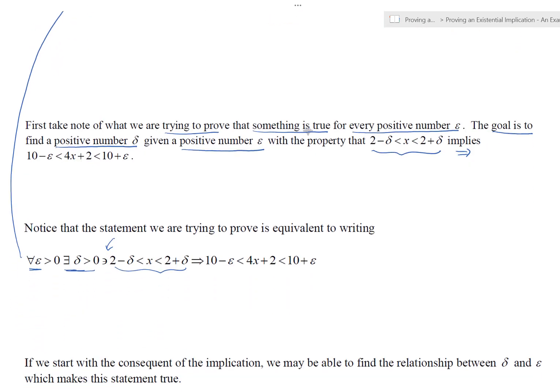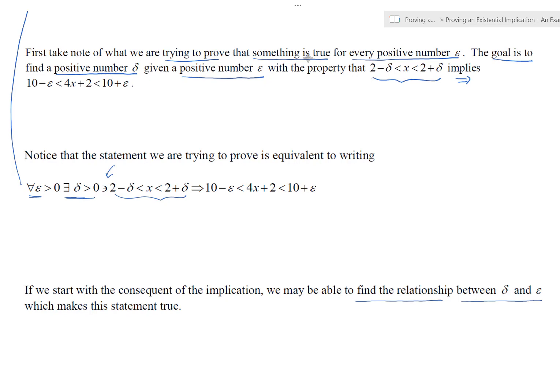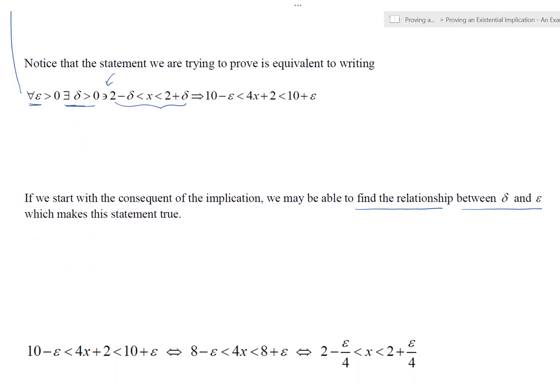Okay. Now, strategy here. Before we actually write down a proof, a strategy would be, hopefully we can find some relationship between delta and epsilon, which always makes the statement we're looking for true. If we could do that, then we could write the relationship between delta and epsilon and show that it's always true.